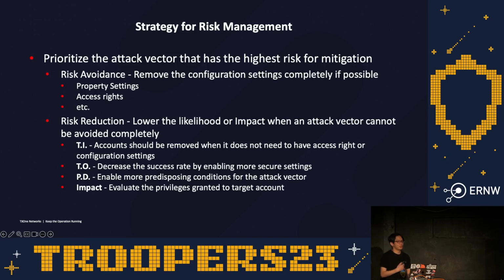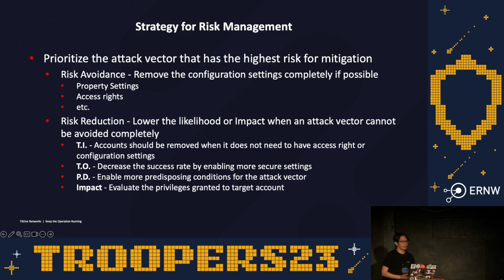So first of all, we have a strain initiation value. For the strain initiation value, we're trying to see how many accounts can be compromised by an attacker and then used to initiate the attack vectors. So these accounts should be assessed or evaluated, and we should try to remove the access rights granted or the configuration setting. So it's a way to reduce the strain initiation value, and therefore we can reduce the likelihood and eventually reduce the risk.